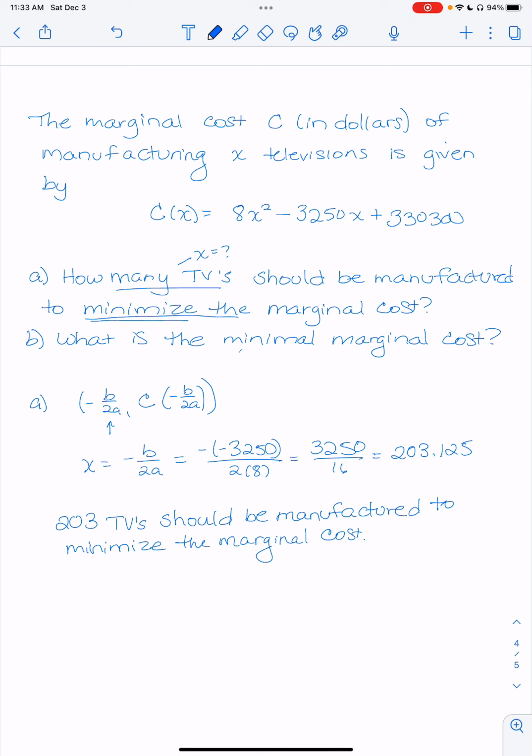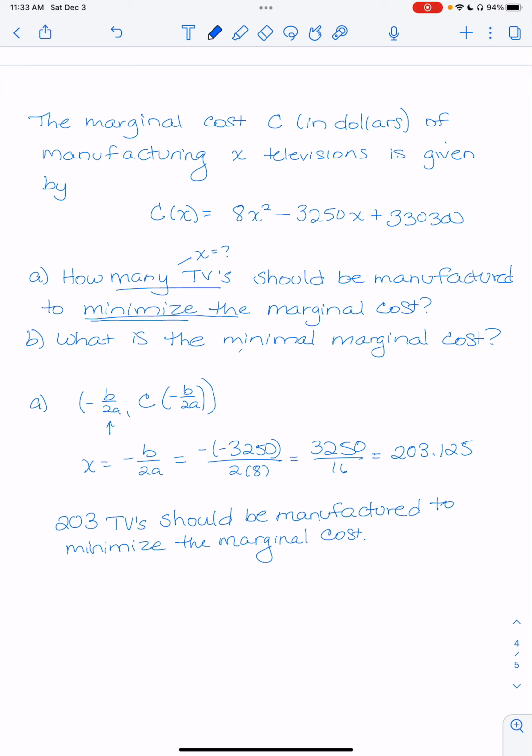All right. If I had come out with, let's say, something closer to 204, 203.8, something, I would have rounded up to 204. All right, so I would do normal rounding there. All right, so that's the end of part A. Not too hard so far, right?